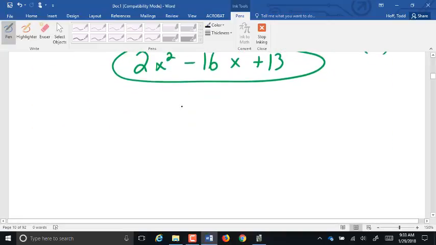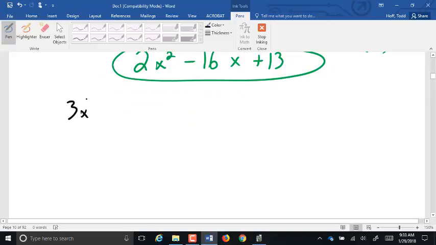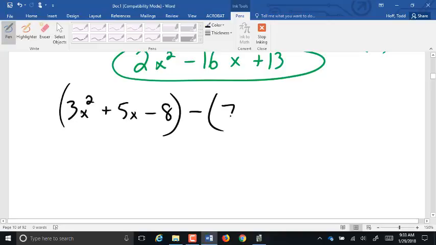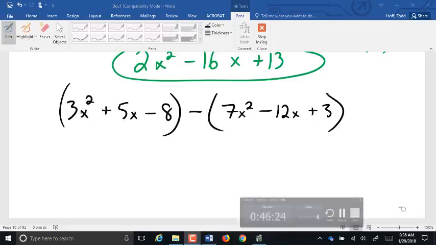I'm going to have you try one in your notes. 3x squared plus 5x minus 8 minus 7x squared minus 12x plus 3. I'll have you give that one a shot in your notes. We'll talk about it.